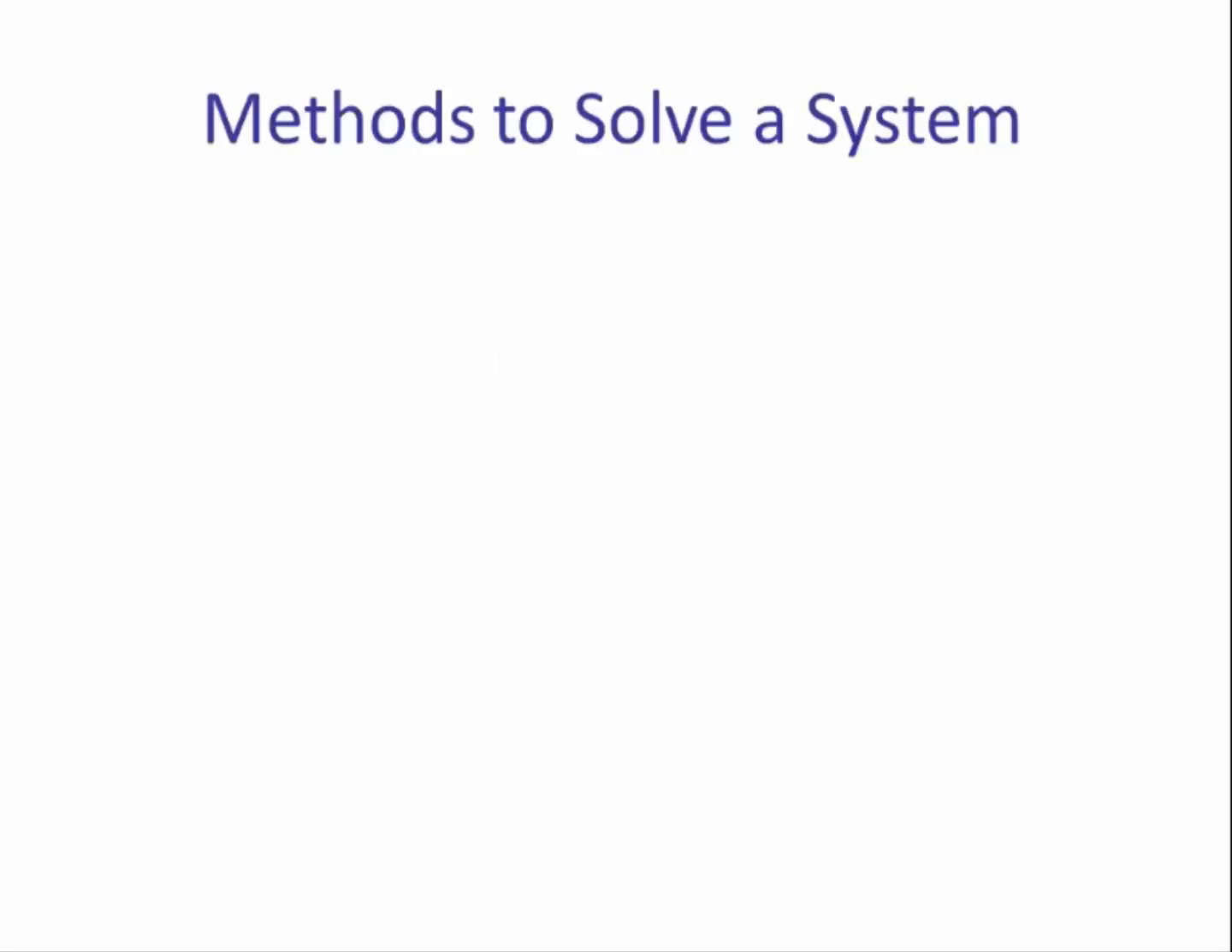Let's do a quick review. The methods to solve a system. If you recall, we started off with the graphing method, where we use either a graphing calculator or graph paper, and we graph the lines that relate to the equations, and we look for the point of intersection. We can have one solution where the two lines intersect at one point, no solutions where we have parallel lines, and an infinite amount of solutions if the lines coincide, if the two equations are the same.